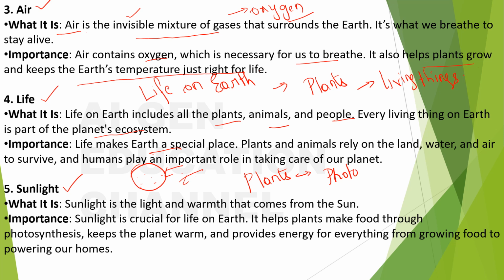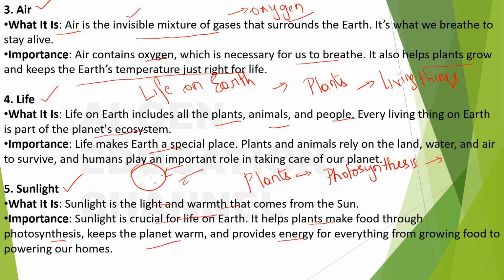For photosynthesis, what do you need? You need sunlight too, right? Only with sunlight can this process be carried on. Do you remember that? So sunlight is the light and warmth that comes from the sun. Sunlight is crucial for life on earth. It helps plants make food through photosynthesis, and it keeps the planet warm and provides energy for everything from growing food to powering our homes.